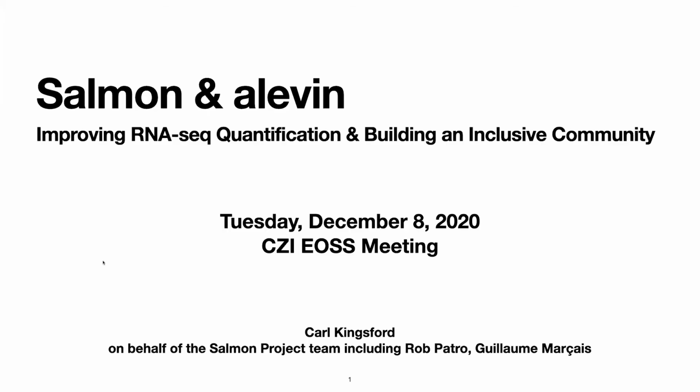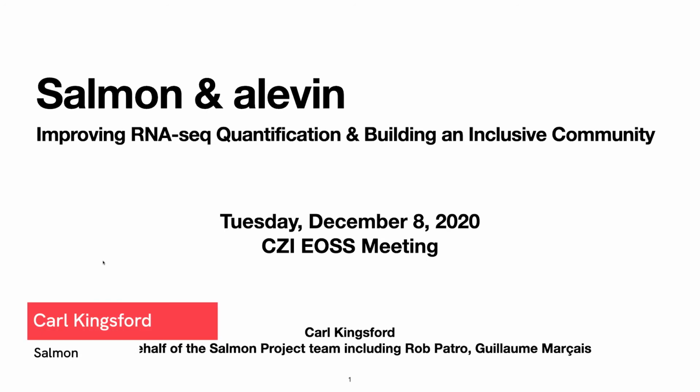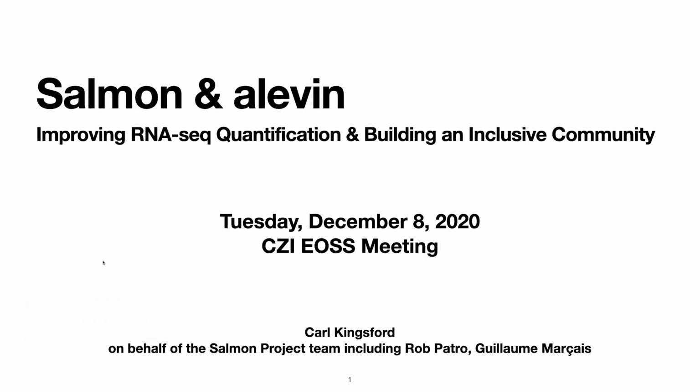Thanks, everybody. Really excited to give a little overview of the Salmon project. My name is Carl Kingsford. I'm a professor in the School of Computer Science in the Computational Biology Department at Carnegie Mellon, and also CEO of Ocean Genomics. And I'm really speaking on behalf of a much bigger team that has worked on the Salmon project, including Rob Patro and Guillaume Marçais, who I think are in the chat or in the Zoom meeting or soon will be. So what I'm going to talk about here is the work of a lot of people.